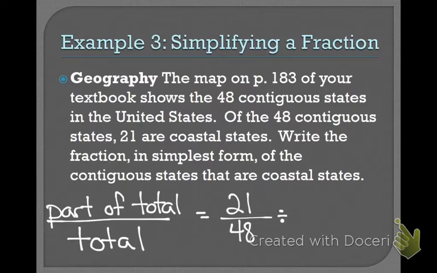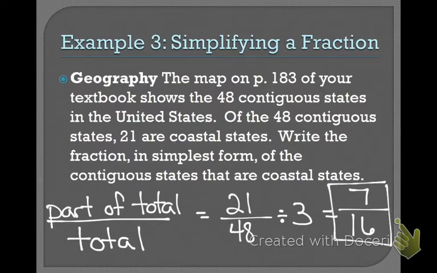And now I just have to reduce it. I would divide top and bottom by what? Could I do 6? No. 6 doesn't go into 21. Can I do 7? Yes. Nope, 7 doesn't go into 48. I divide by 3. Out of every 16 contiguous states, 7 of them are coastal.